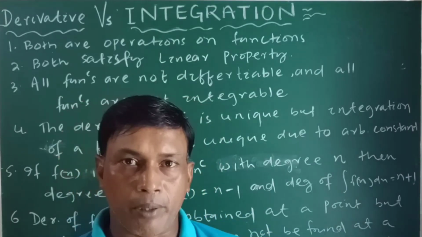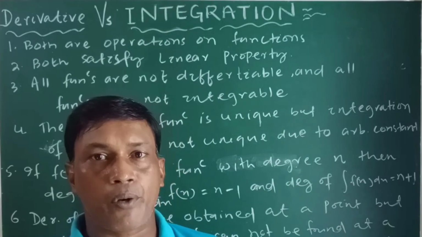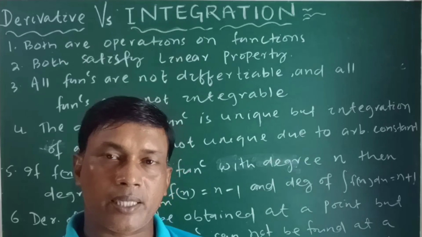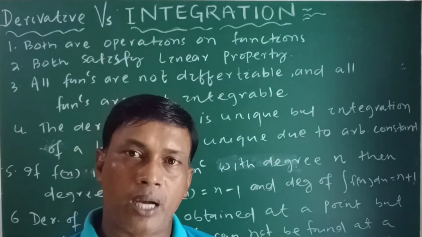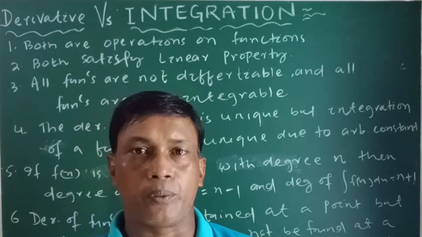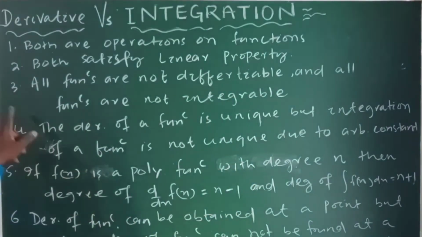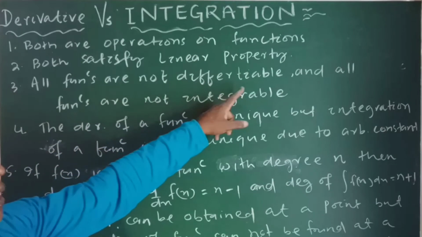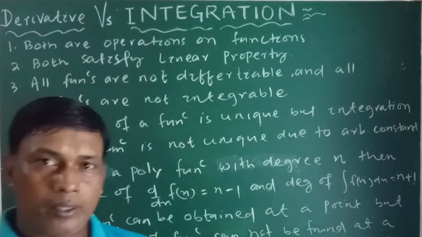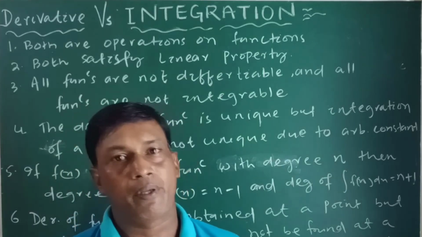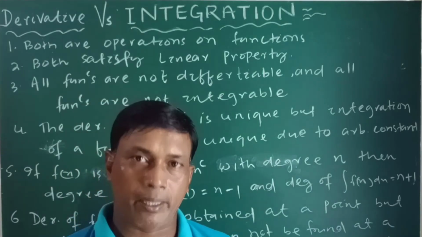And next is constant multiplication. The derivative of a constant times a function is the constant times the derivative of that function, and the same procedure applies for integration. So derivative and integration satisfy the linear properties. Next is the third property. All functions are not differentiable. We have already tested differentiability. Every function is not differentiable. Similarly, every function is also not integrable.